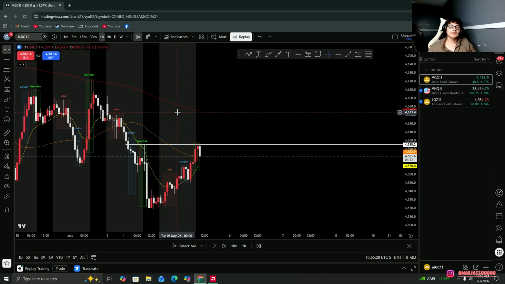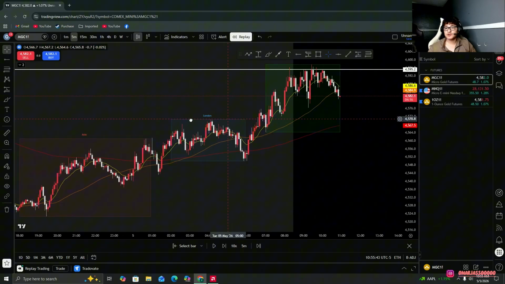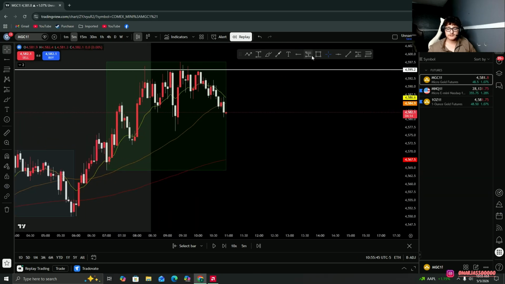The reason I think we were going for a reversal was because we had tapped into New York, which was yesterday, May 4th. We had swept New York's high, so I'm like, okay, if we take out New York's high, we might keep pushing even higher. So that was my bias, to go for buys.